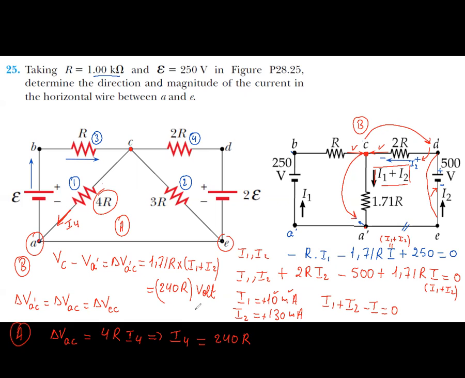No, we have a mistake here. We don't have R here. Only 240, okay? So I4 equals 240 divided by 4R, it means 4,000. The value will be 60 milliampere. This is the value of I4.